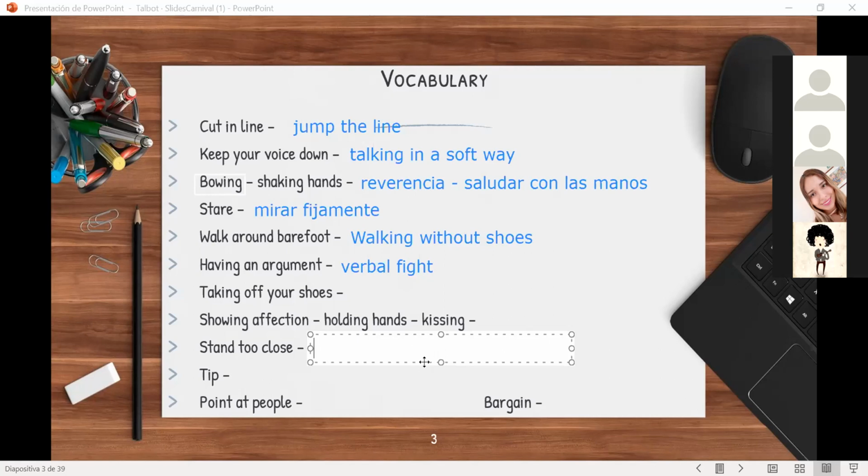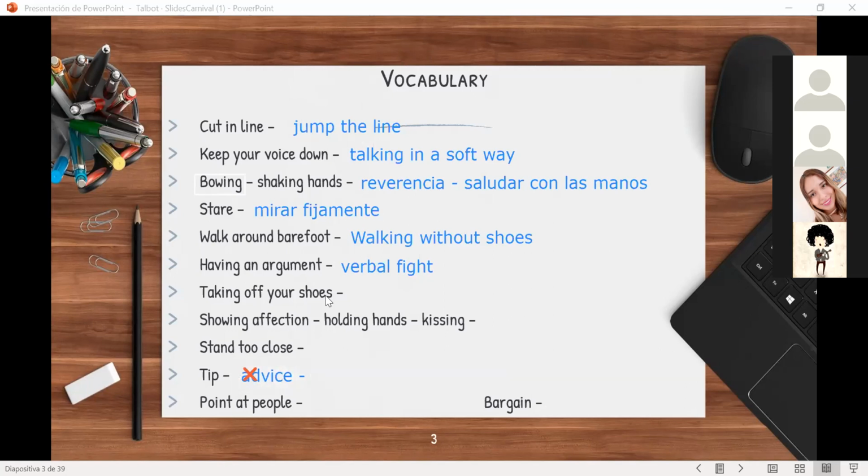Okay, stand too close, you know the meaning of stand too close. Estar muy cerca. Let's see the next one. Tip. What does tip mean? Consejo, teacher. Sí, pero también tiene otro significado. Yes, consejo. In this case, we are not using the meaning of advice. It can be, but we're not using it now. So it has another meaning. Propina.